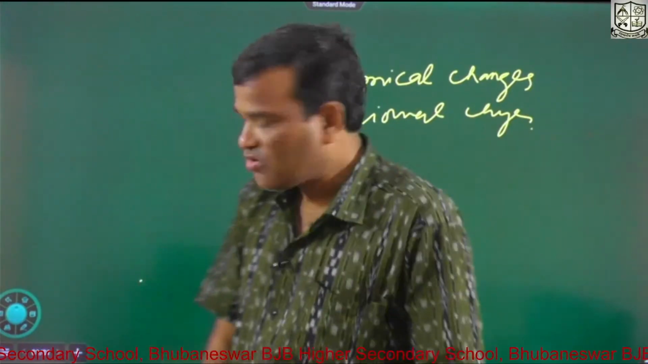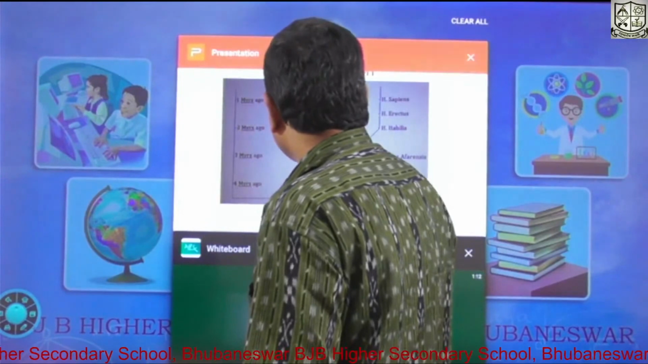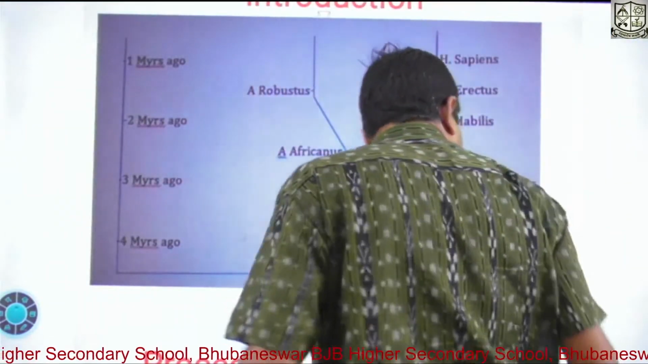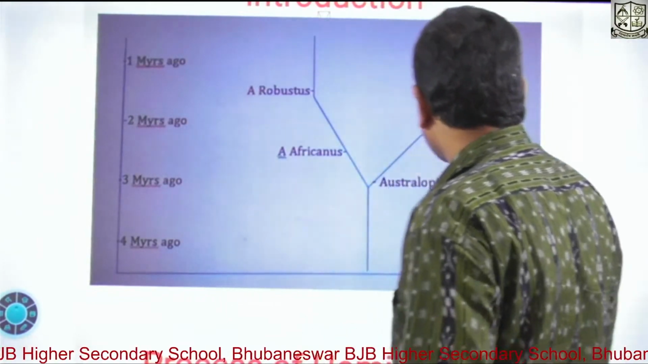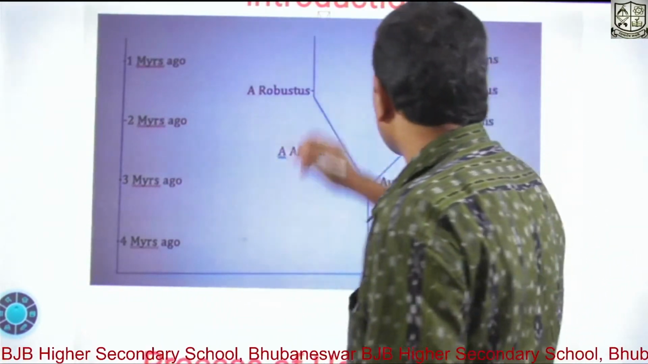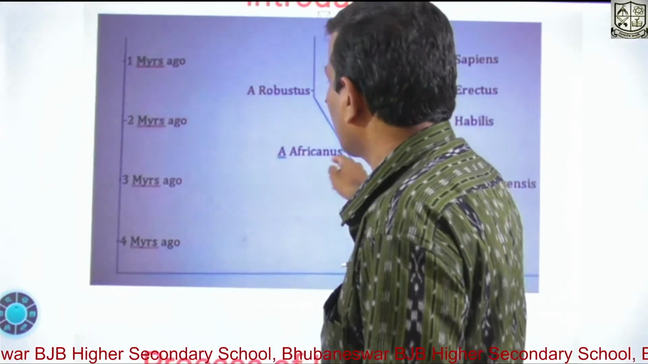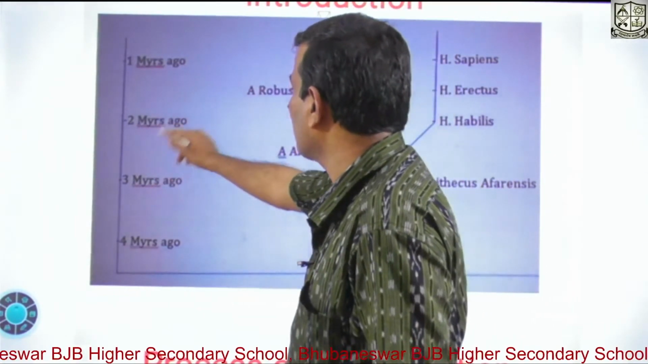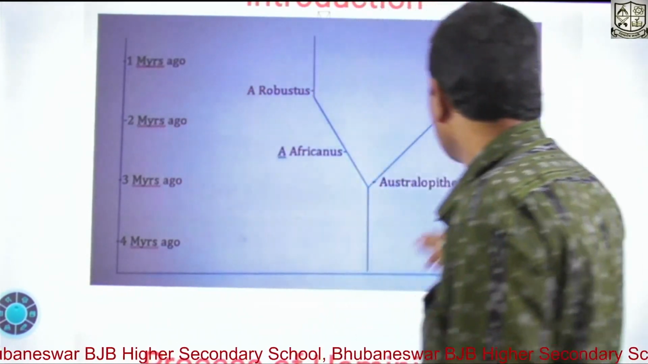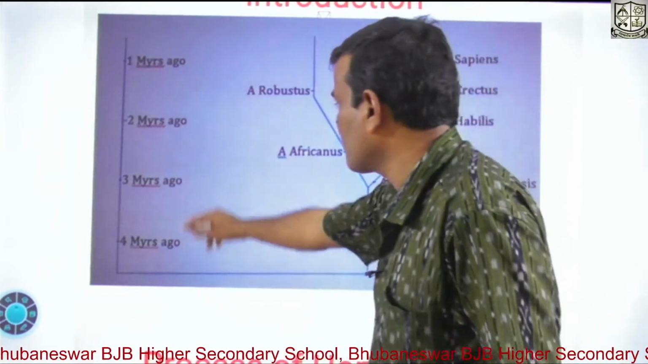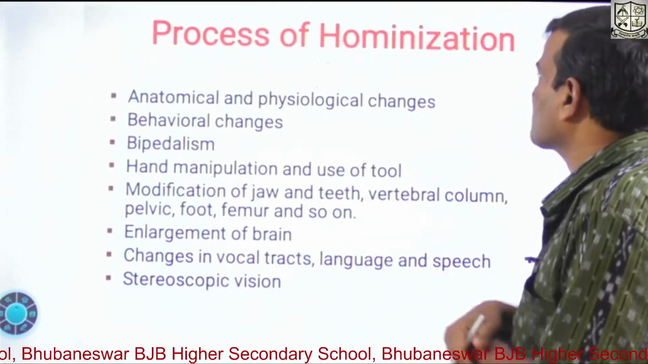In contrast to this, the Australopithecine group can be classified into Australopithecus africanus, Australopithecus robustus, and Australopithecus boisei, found within 3 million to 2 million years ago. Australopithecus robustus is found from 2 to 1 million years ago. Australopithecus afarensis is found 4 to 3 million years ago. So let us discuss the process of hominization.